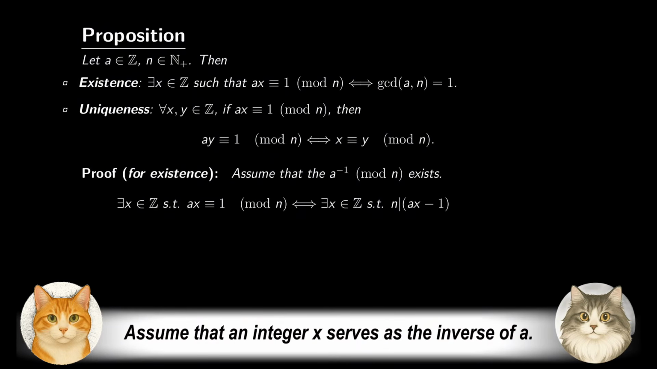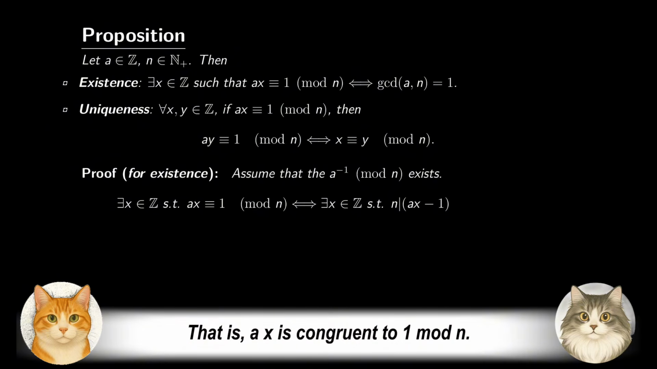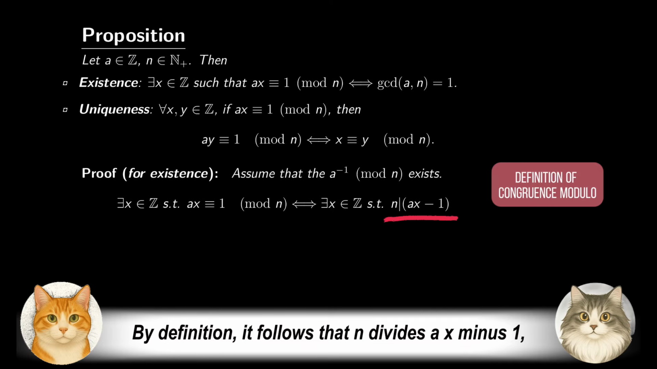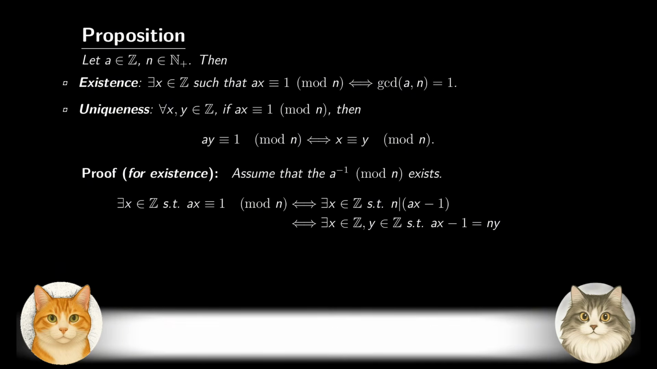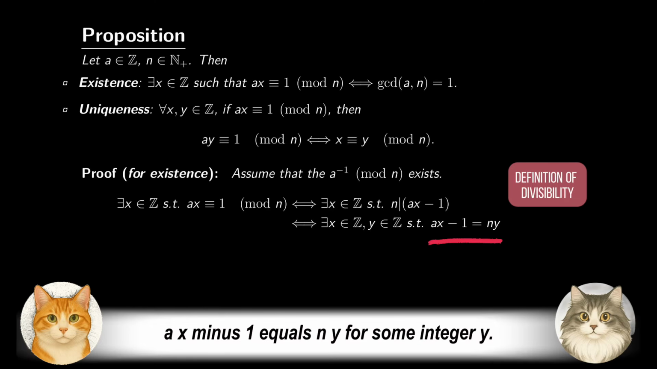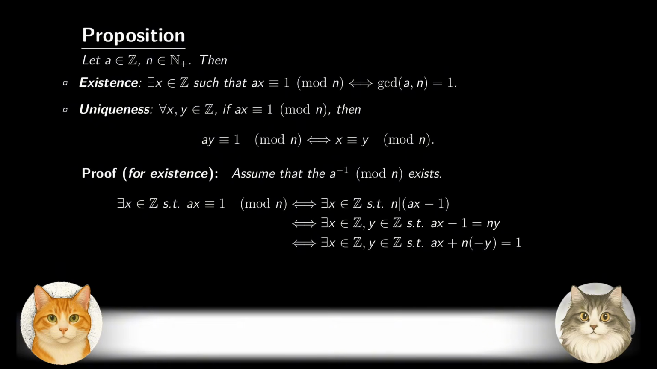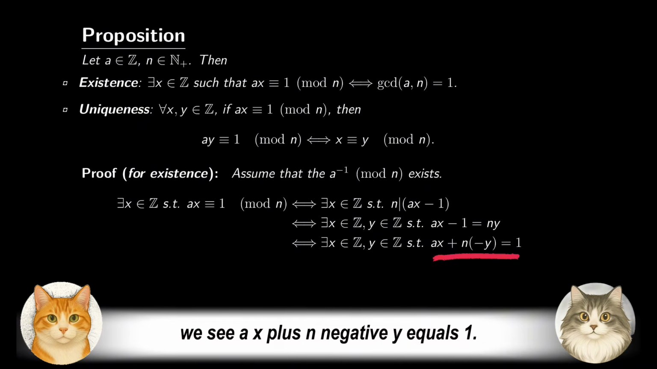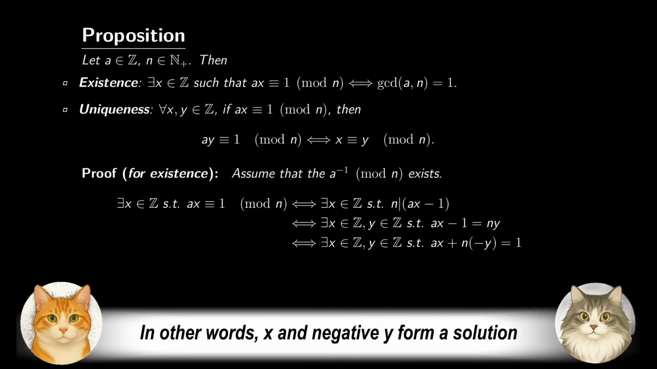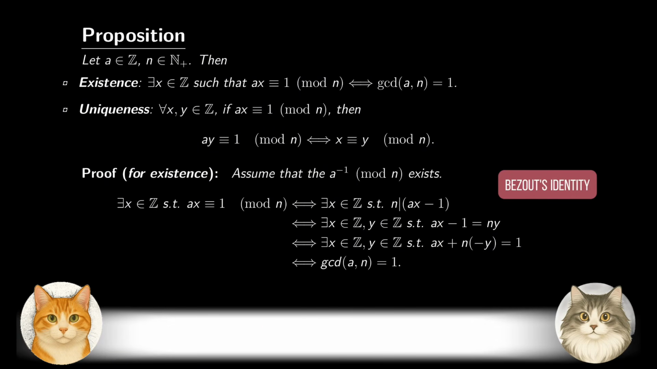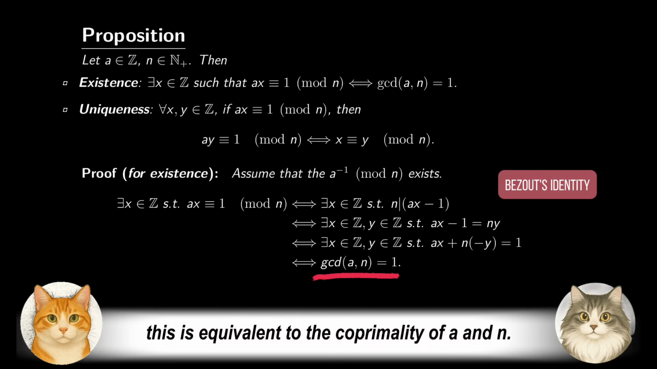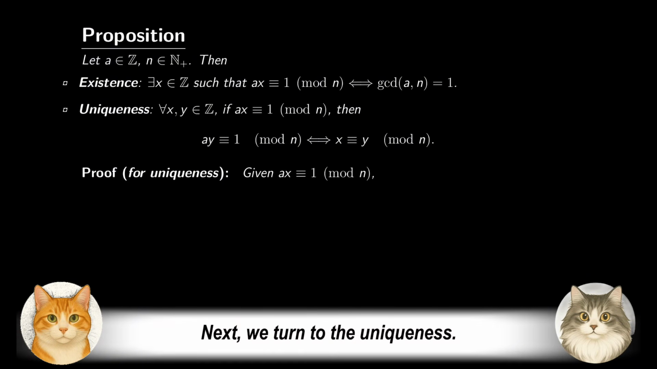Assume that an integer x serves as the inverse of a, that is, ax is congruent to 1 mod n. By definition, it follows that n divides ax minus 1. Which is logically equivalent to saying that ax minus 1 equals ny for some integer y. After rearranging the terms, we see ax plus n times negative y equals 1. In other words, x and negative y form a solution to the linear Diophantine equation, a alpha plus n beta equals 1. By Bézout's identity, this is equivalent to the coprimality of a and n. Next we turn to the uniqueness.